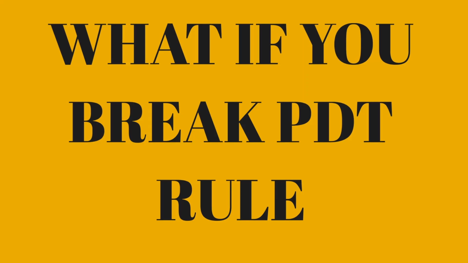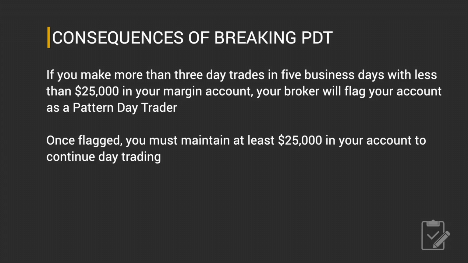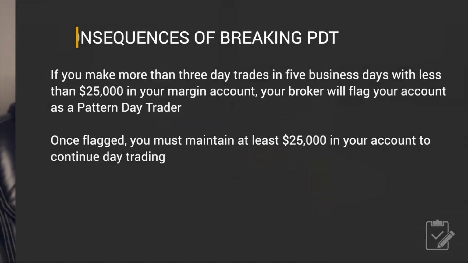Now the important thing: what happens if you break this PDT rule? Let's discuss that. If you make more than 3 day trades, like I said, in 5 business days with less than 25,000 in your margin account, your broker is going to flag your account as a pattern day trader. Once flagged, you must maintain at least 25,000 in your account to continue day trading. So if you have broken that fourth day trade rule that I explained earlier, then you have to maintain that 25,000.